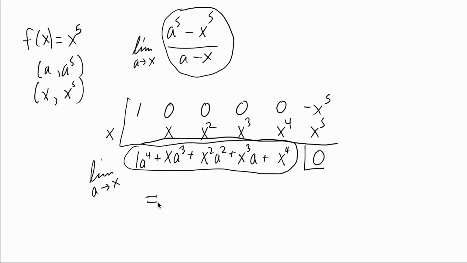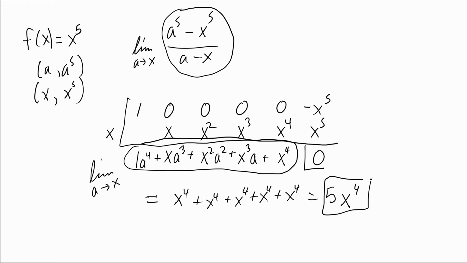In doing so, notice each one of these terms is going to be x to the fourth. We're going to have an x to the fourth plus x to the fourth plus x to the fourth plus x to the fourth plus x to the fourth. 1, 2, 3, 4, 5. I'm going to get 5 of them: 5x to the fourth. We just computed the derivative using the a strategy and the limit definition of a derivative.